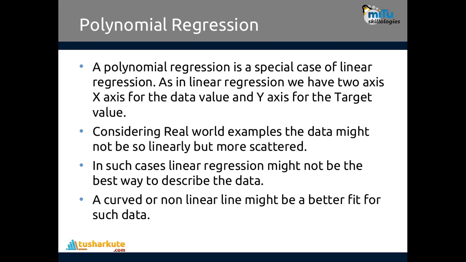Polynomial regression is a special case of linear regression. Linear regression has two axes, the x-axis for the data value, and the y-axis for the output value, that is the target value. Considering real world examples, the data might not be linear but more scattered. In such cases, linear regression might not be the best way to describe the data. A curved or non-linear line might be a better fit. Exactly, a straight line is not possible, so we are going to create a curve, and that curve decides the fitting of the data on the respective model of the algorithm.